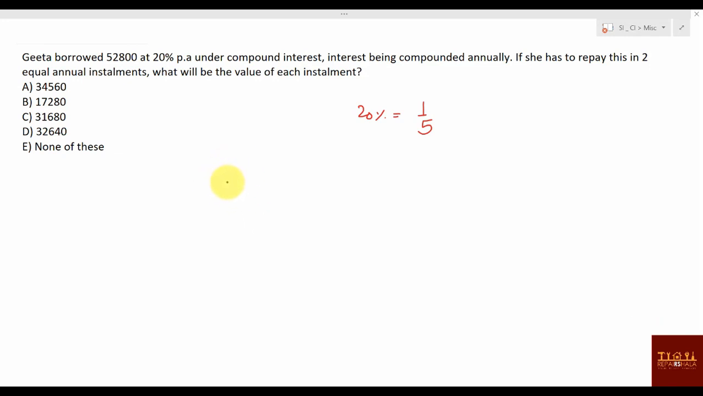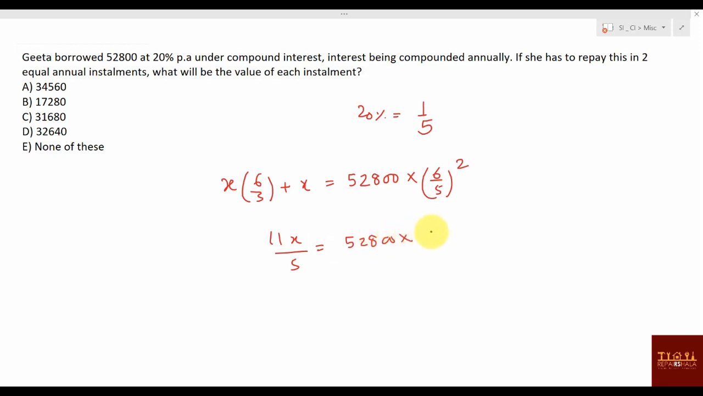Suppose the 2 installments are of value X each. So you can say X into 1 by 5 means 6 by 5, plus X equal to whatever the amount is, 52800. Don't forget we have discussed the same thing in the previous class. This will be 6 by 5 raised to power 2. If you solve this, you will be getting 11X divided by 5 equal to 52800 into 6 divided by 5 into 5. Now start cancelling it.